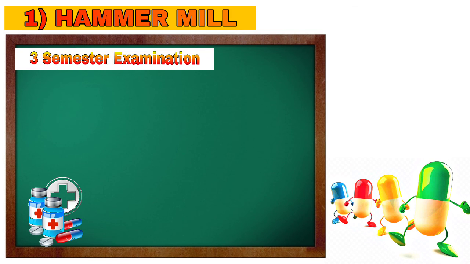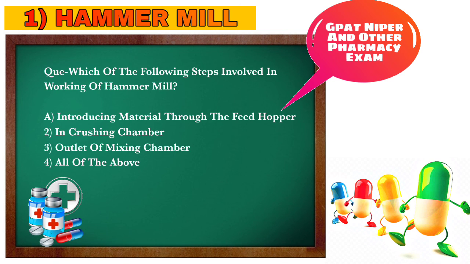In competitive exams, the MCQ can be asked as like: which of the following are steps involved in working of hammer mill? A. Introducing material through the feed hopper. B. In crushing chamber. C. Outlet of milling chamber. And D. All of the above. So the correct answer is D. So here we conclude about the hammer mill.